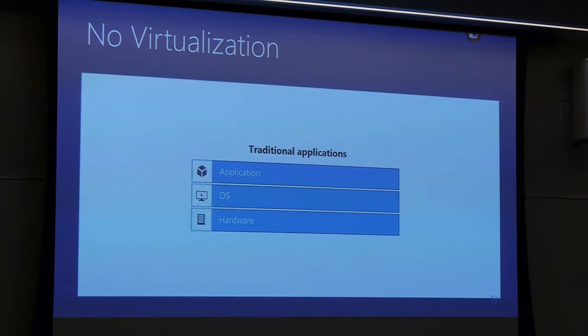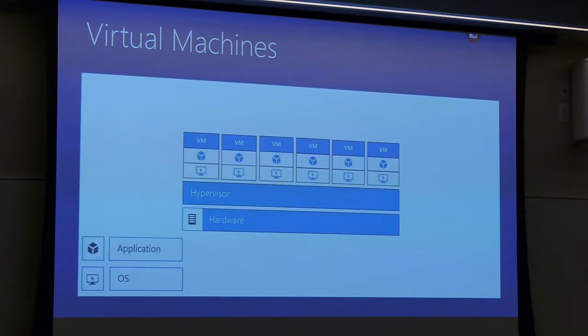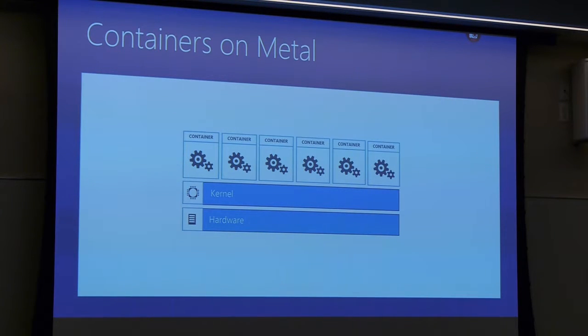So I'm going to walk you through the advent of a variety of virtualization. I'm going to start with no virtualization. You've got the OS running on top of hardware, and the application running on the OS. Then came virtual machines, which gave us hardware virtualization. So we had a hypervisor, and then a bunch of different VMs running on top of that. Then we had containers running on metal. You had hardware, and then the kernel, and then containers running on top of the kernel. And so they're all sharing the same OS.